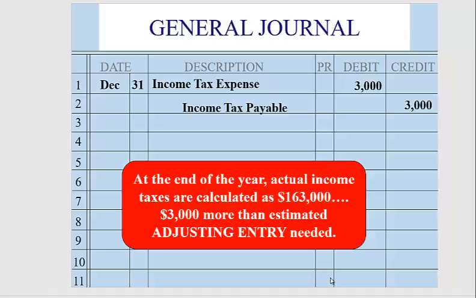for their year-end financial statements. They have got to increase their income tax expense by $3,000 and then put a liability on the books to show the income tax payable for $3,000.